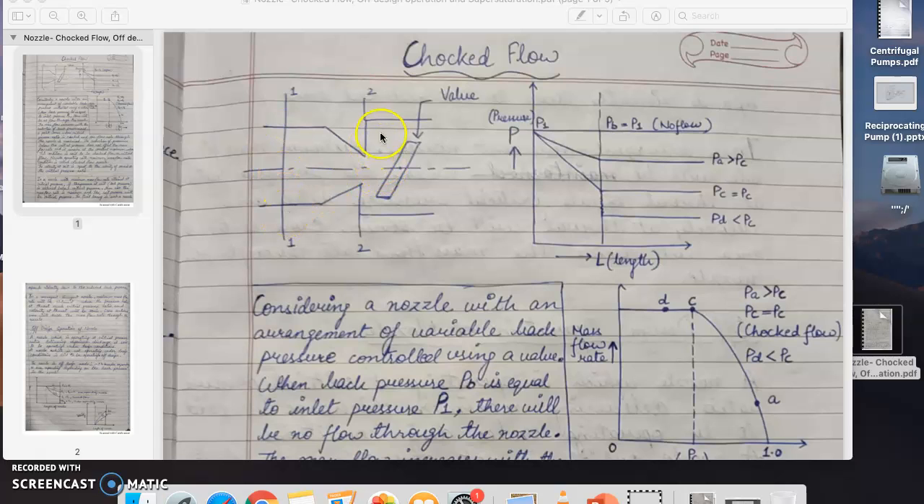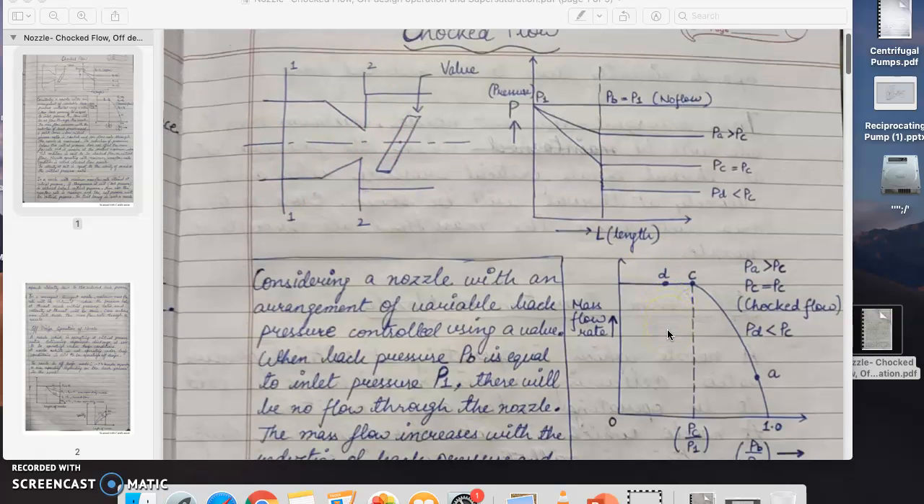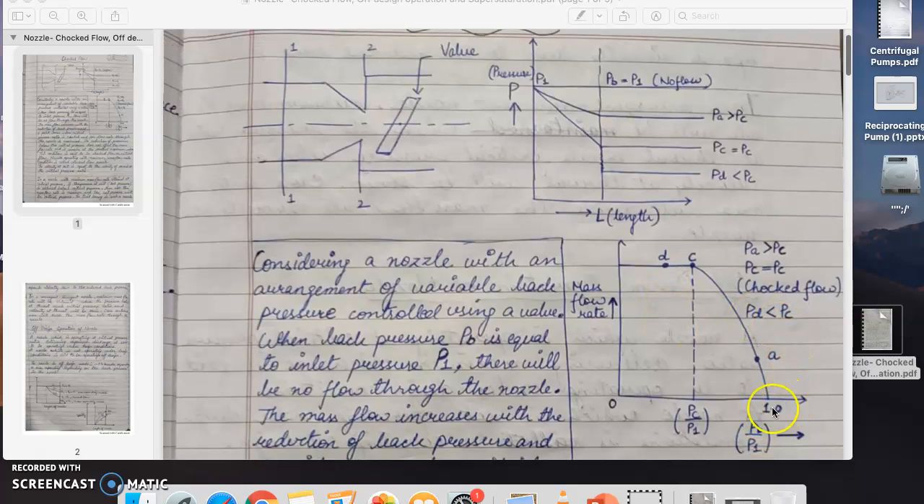That means this pressure will be equal to this pressure. As the valve is closed, no mass flow rate will flow out of the nozzle. This is represented by this point on the mass flow rate versus pressure ratio diagram. So it is this point where no mass flow rate will be there. This is the zero mass flow rate line.